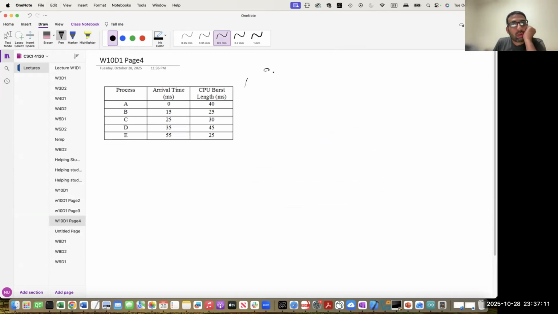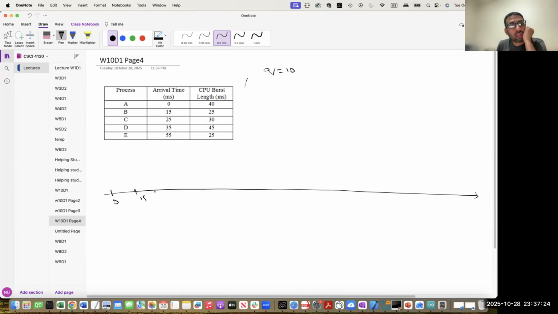Okay, so Q is equal to 10 this time, right? And again, here I will write the remaining time: 0, 15, 25, 35, 55, and A, B, C, D, E, and here I'm writing the ready queue. So at time 0 in the ready queue, I have only A. So I allow A to run for how many time units? 10 time units, right?